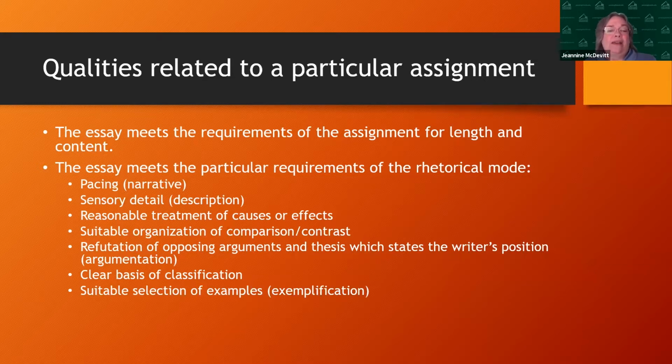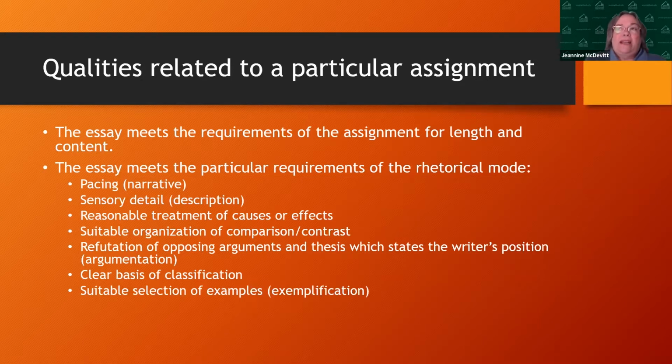In comparison and contrast, I don't know about you, but when I teach comparison and contrast, I put the most emphasis on organization. Comparison contrast is a useful essay to do to get ready for the research paper, because it involves a little bit more complexity in the organizational structure. And I think it's good for students to give that a try. And then in argumentation, refutation of opposing arguments, and a thesis which states the writer's position.